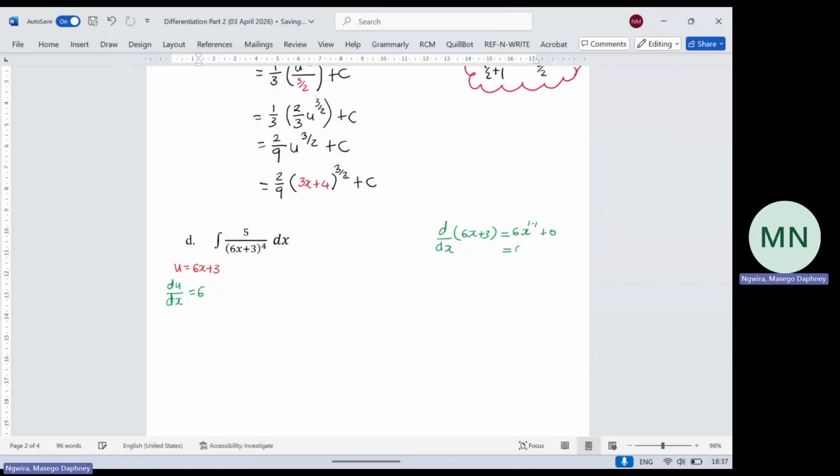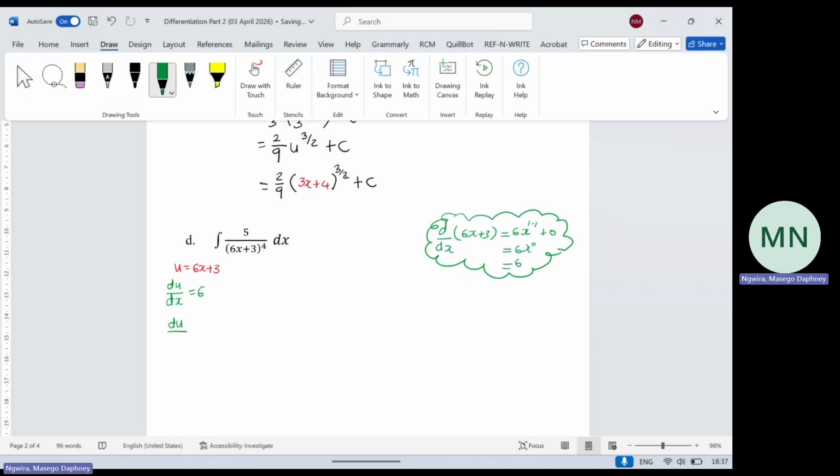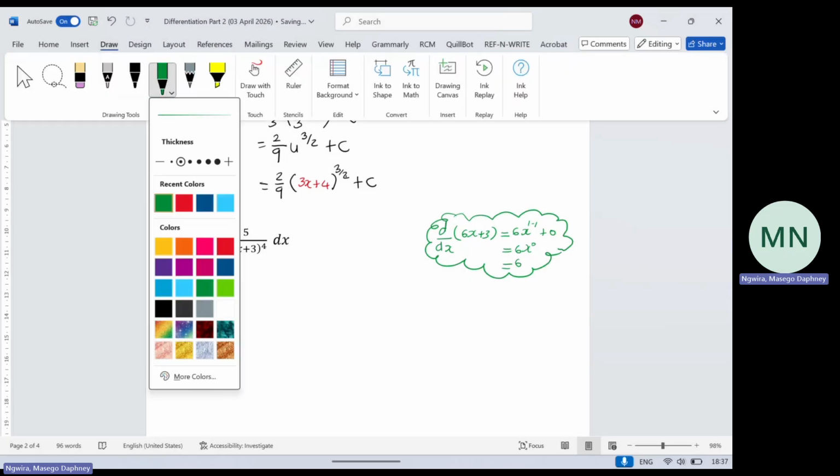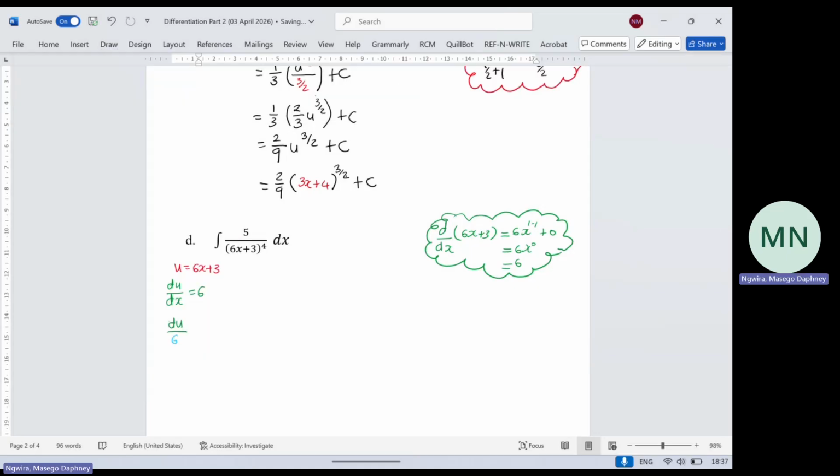I'm just doing this so that you understand, but honestly there's no need for me to do this, just in case someone was wondering where we got the 6. So when you take the derivative of this, your answer will be 6. And then after we derive, remember I said we swap. So when we swap, we're going to have a du over 6.